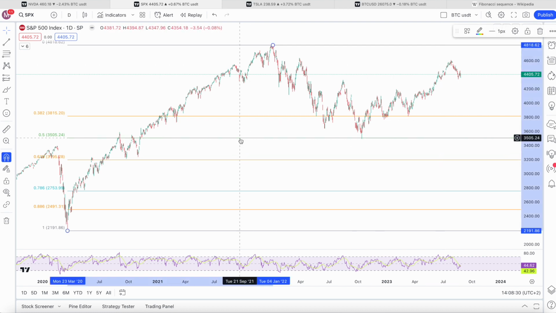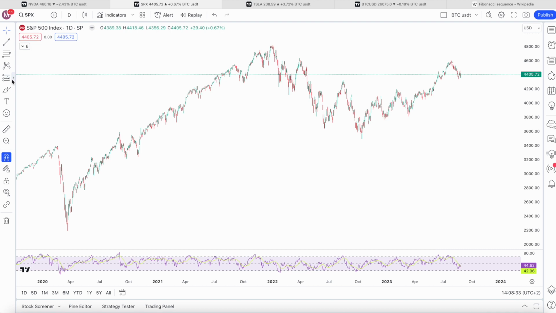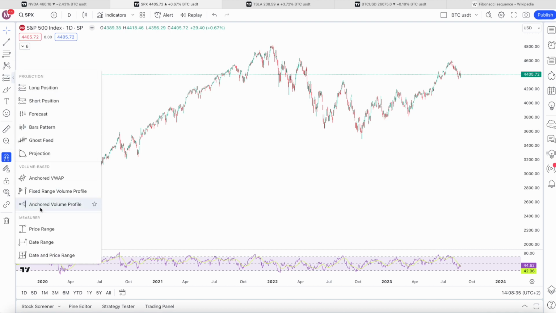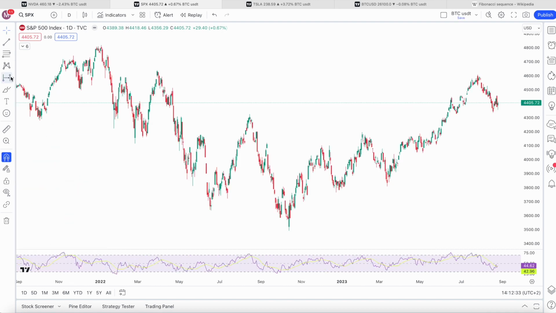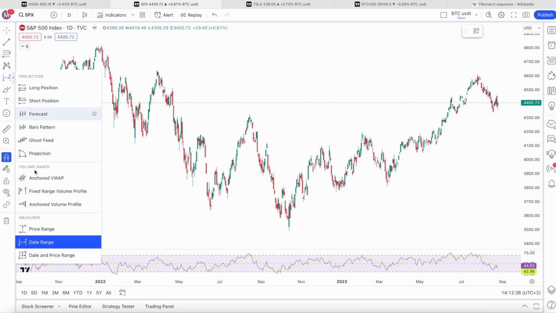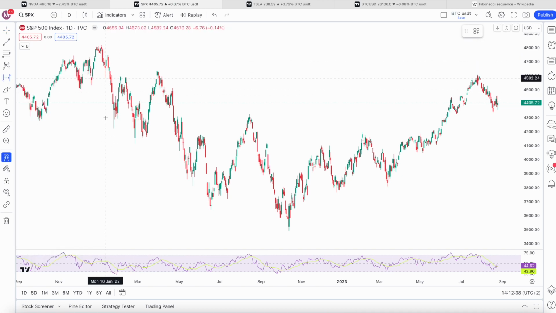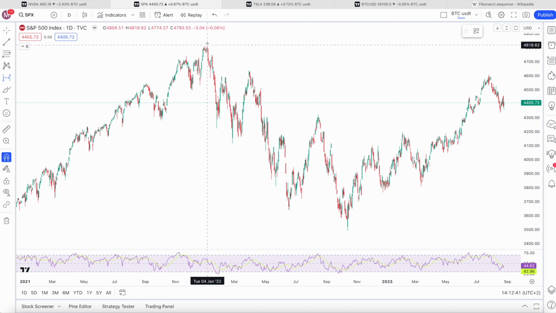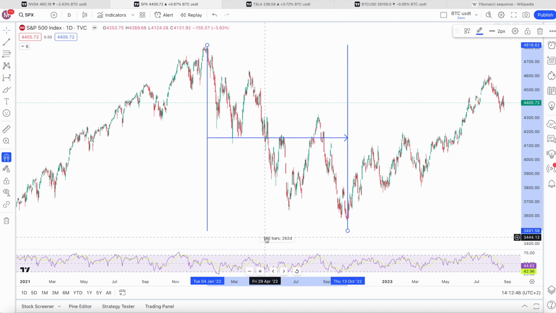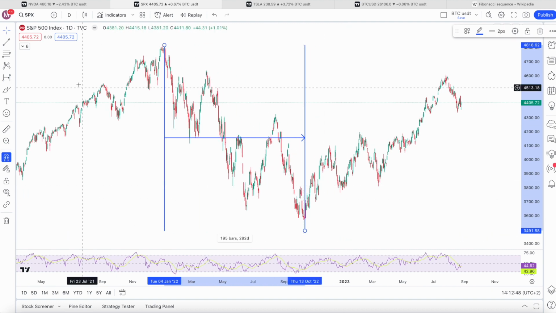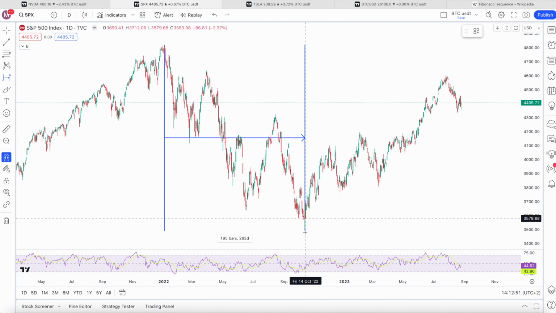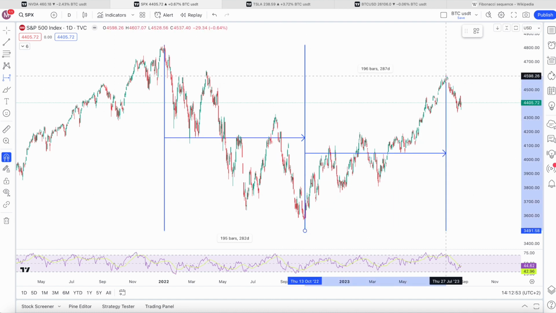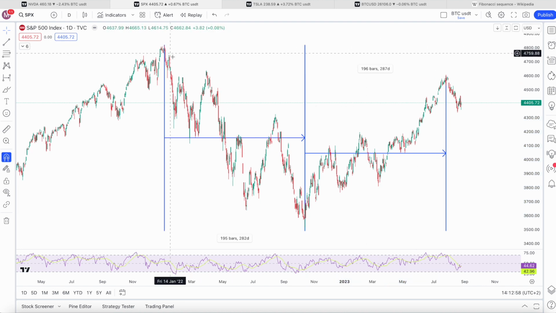Now there is another thing. I also want to show you this market symmetry in time. So here in TradingView, we also have this option, date range. Let's see how you can use this date range. So I take the market top in January 2022. I go here to the bottom. I have 195 bars. Now I go from the bottom to the top over here. I have 196 bars.